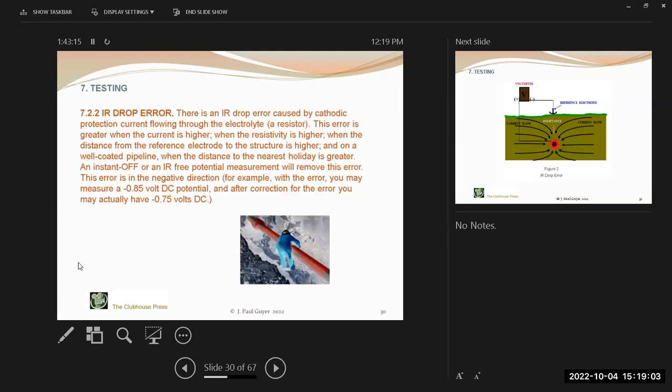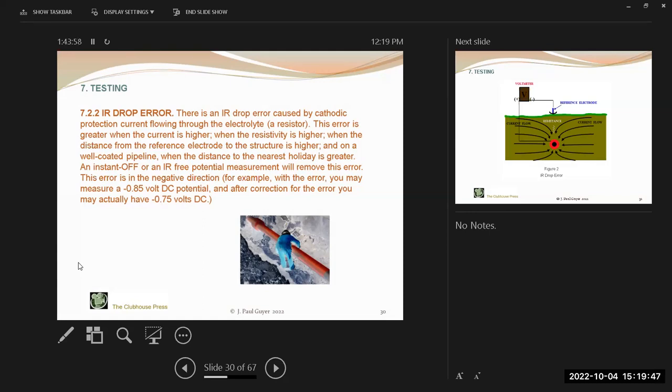Voltage, or IR, current times resistance drop error. There is an IR drop error caused by cathodic protection current flowing through the electrolyte, which is a resistor. This error is greater when the current is higher and when the resistivity is higher, when the distance from the reference electrode to the structure is higher, and on a well-coated pipeline when the distance to the nearest holiday is greater. An instant off or an IR free potential measurement will remove this error.